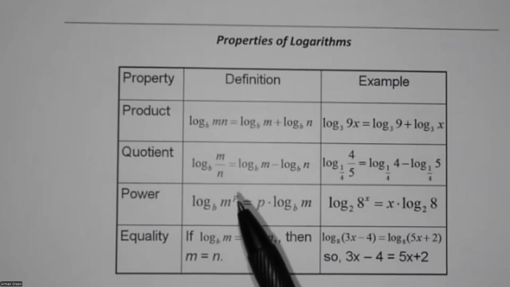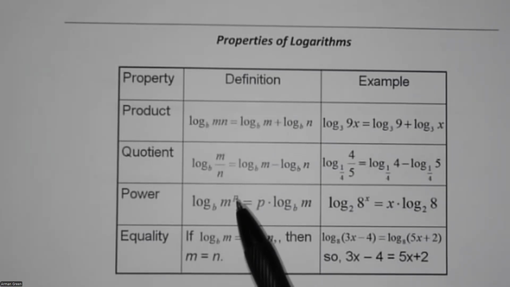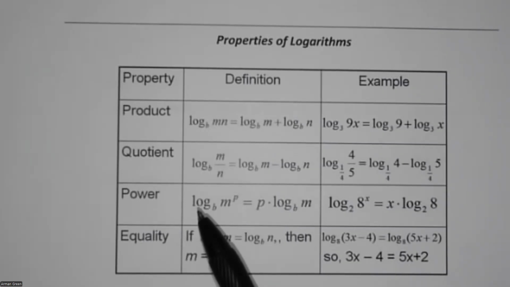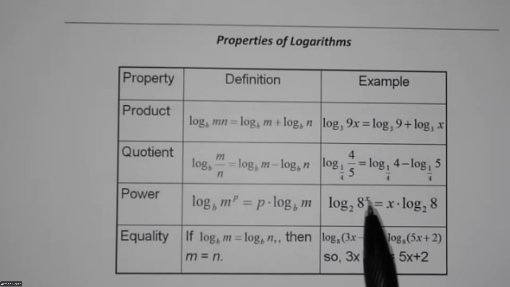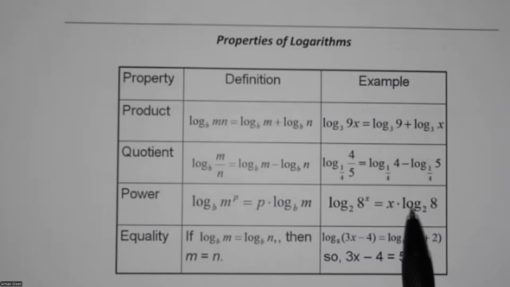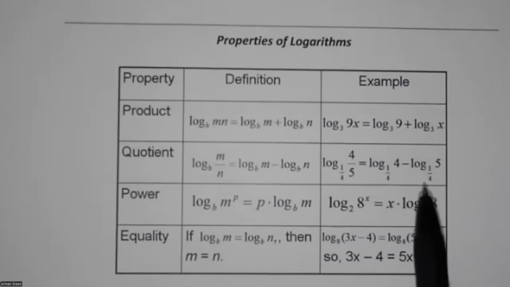The next one is, what happens if you have an exponent inside of your logarithm? If you have an exponent inside of your logarithm, just move it out to the front. Think of that as your coefficient. So in this case, if I have the log of 8 to the power of x, take that x, that is your exponent, and move it to the front. You have x times the log of 8. That's how you get rid of that.